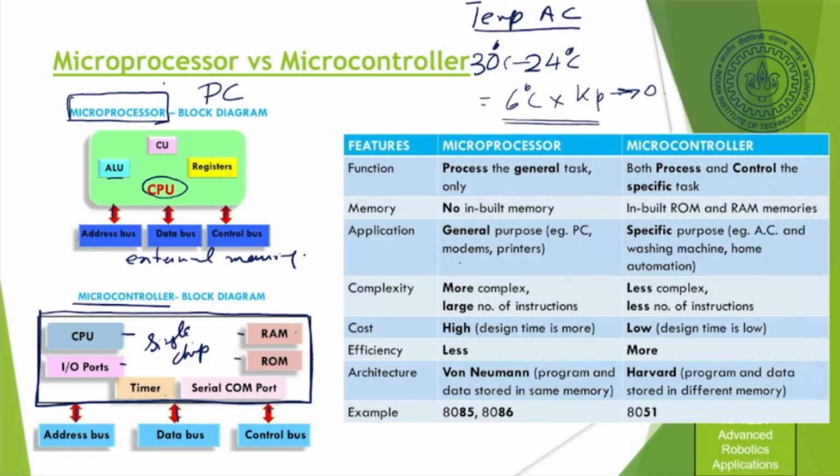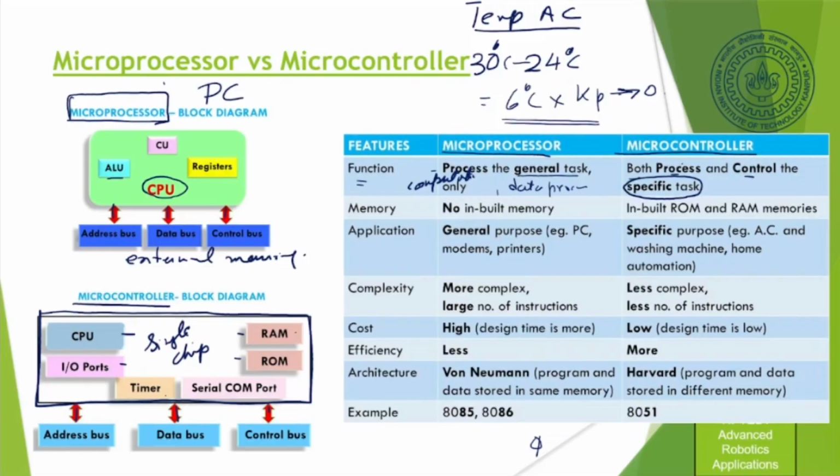Now this table also gives us the difference. This is a microprocessor, this is a microcontroller. In terms of function, a microprocessor generally processes general tasks. For example, data processing and computation can be done. Whereas a microcontroller both processes and controls specific tasks. You can only take care of process and control of very specific tasks.